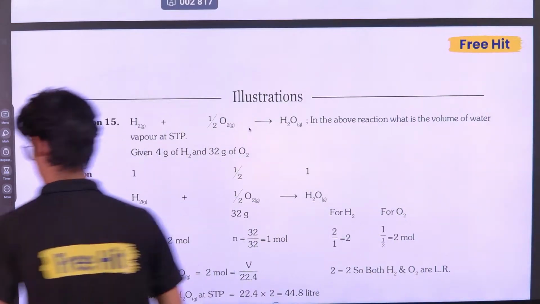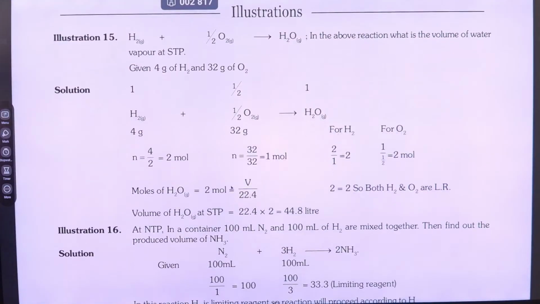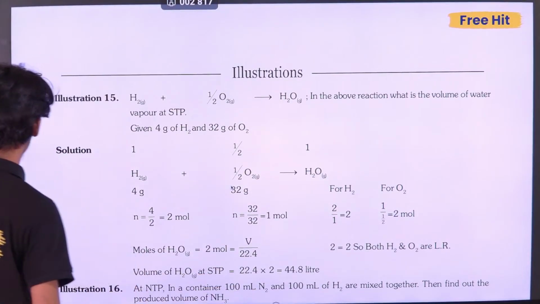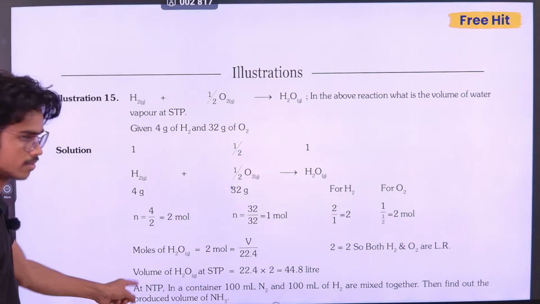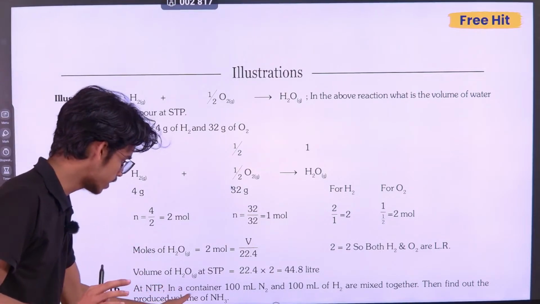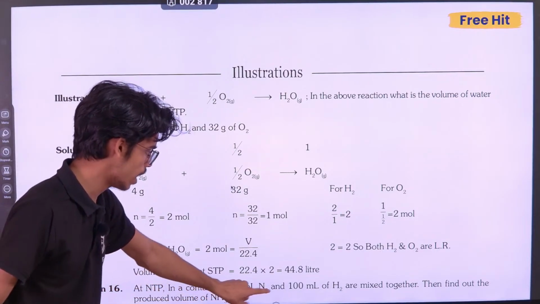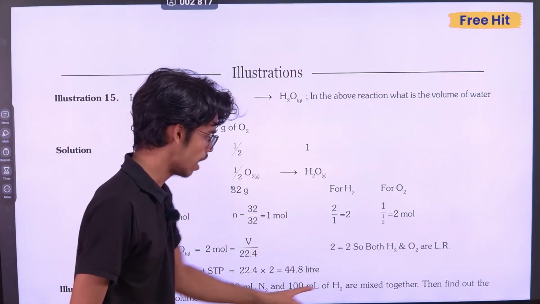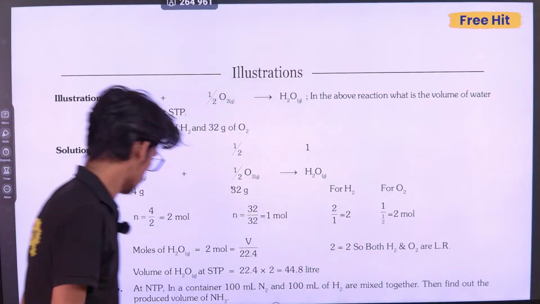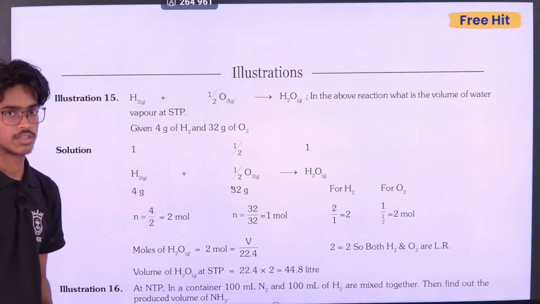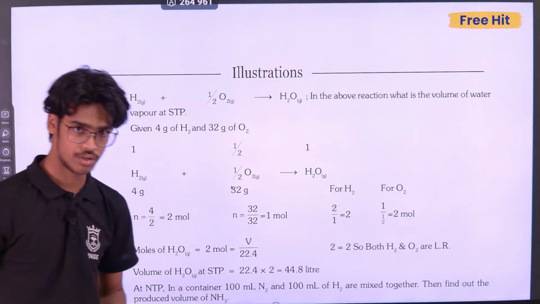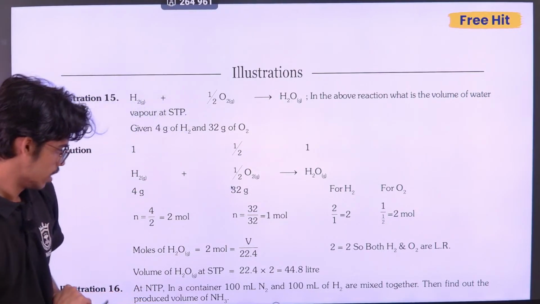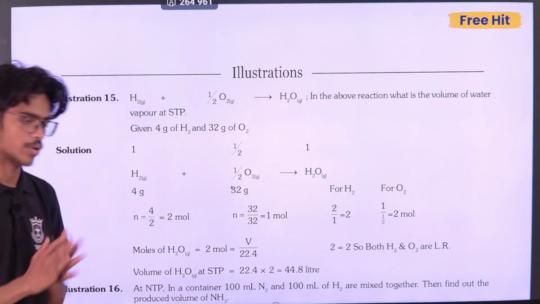We are going till the end of the session. Again, guys, do this problem. At NTP in a container, 100 milliliter of N2 and 100 milliliter of hydrogen are mixed together. Then find out the produced volume of ammonia. So now see, 100 of nitrogen and 100 of hydrogen. Find out the produced volume of ammonia.